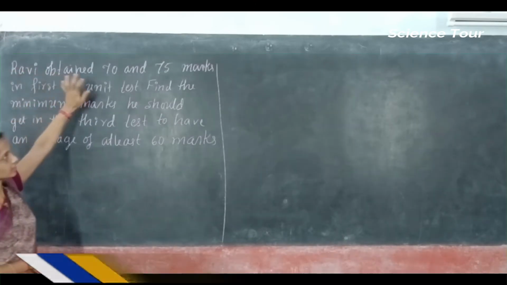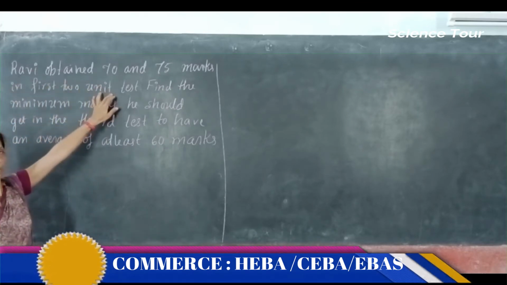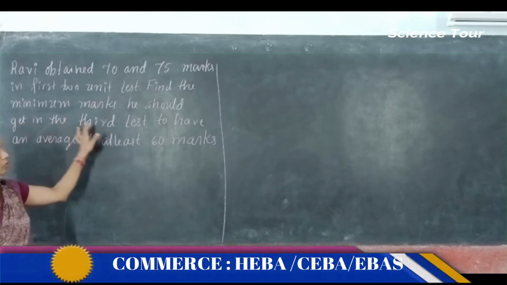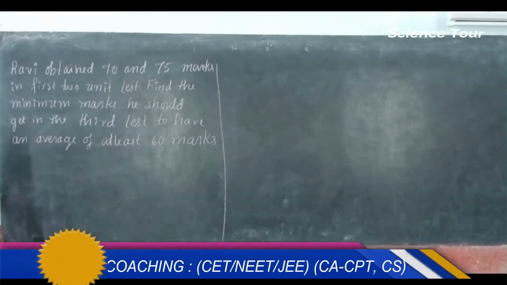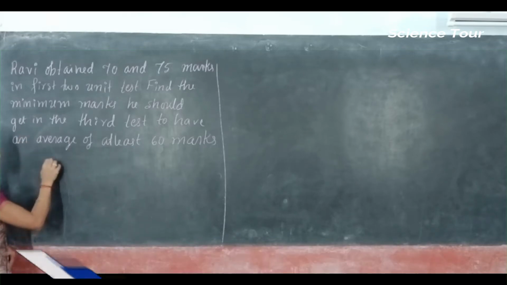Ravi obtained 70 and 75 marks in the first two unit tests. Find the minimum marks he should get in the third test to have an average of at least 60 marks. Okay, so now by reading the question, what can we write? There are three tests. How many tests are there?